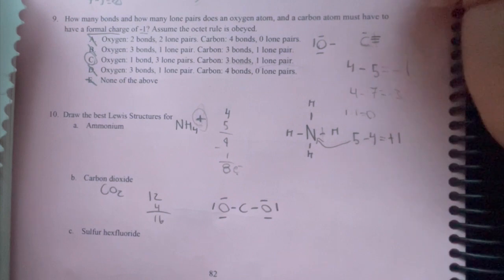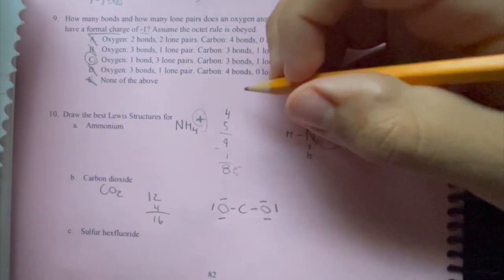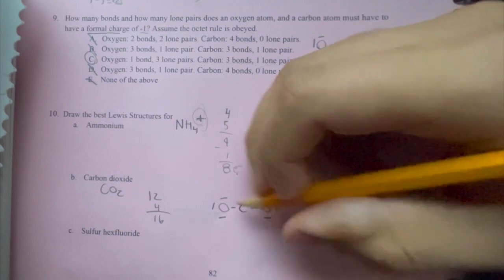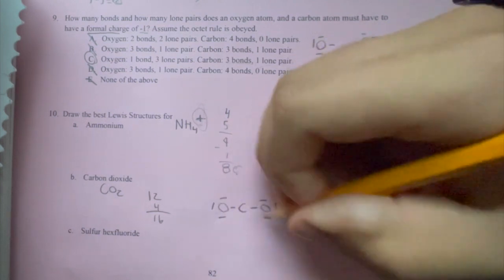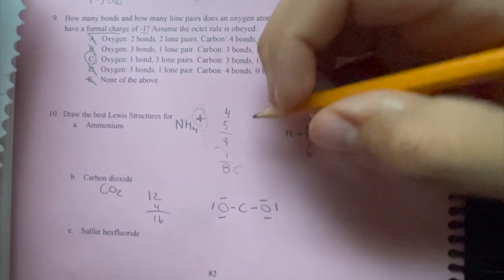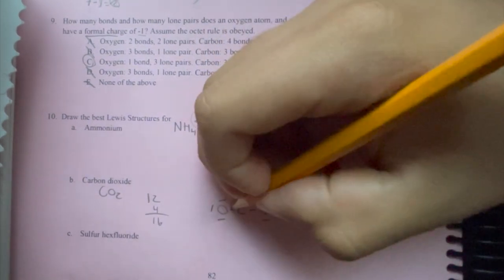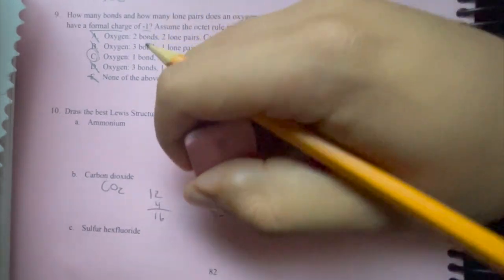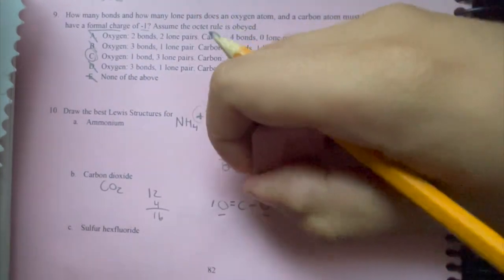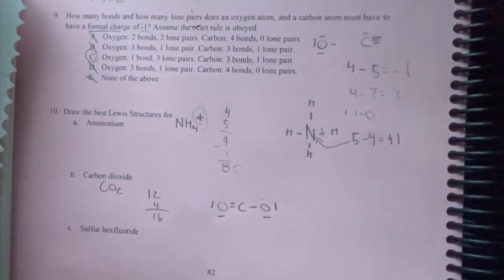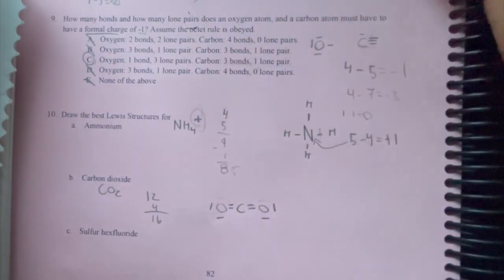Okay, cool. Now octet rule. So the oxygens are following the octet rule, but not the carbon, right? So what we could do is just add more dashes from each. And you'll see why I did from each in a minute.